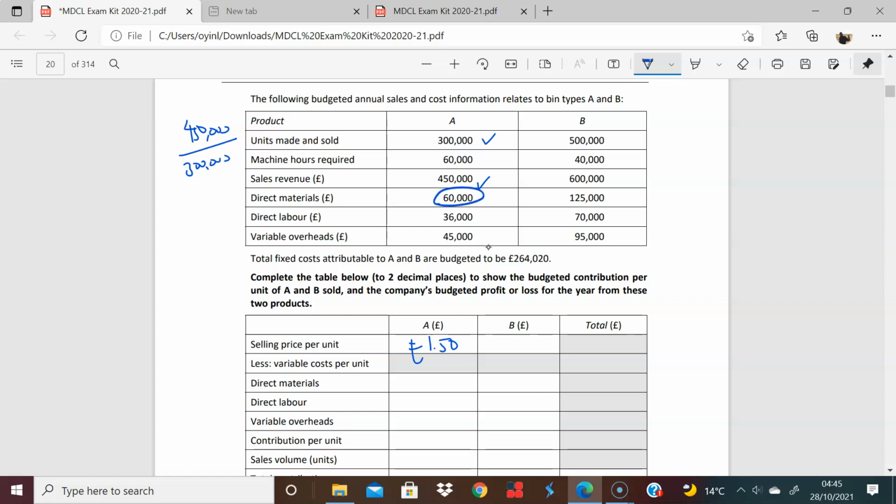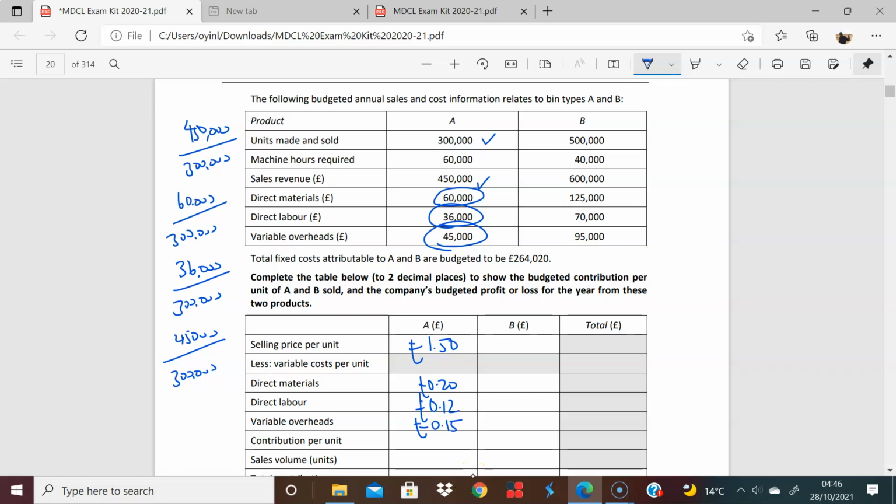Materials: the total cost of your materials is 60,000. So you have 60,000 divided by the 300,000, because it's asking what is the direct cost of making each unit. That's 20p. If you do the same thing for labor, you have 36,000 divided by the 300,000, and you should get 12p. And finally, you take the 45,000 divided by the 300,000, and you get 15p.